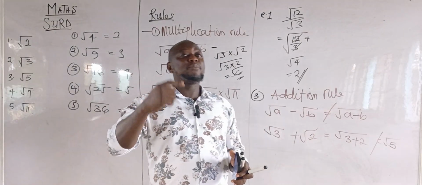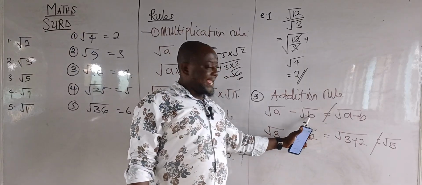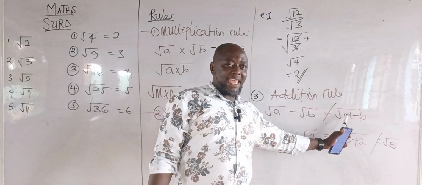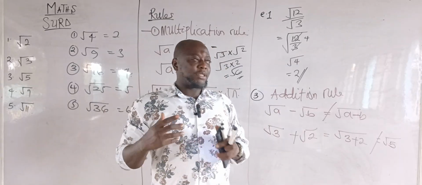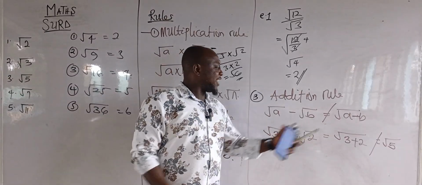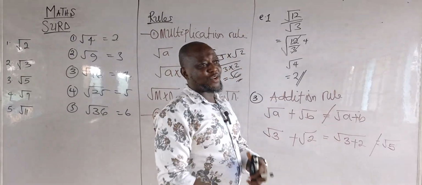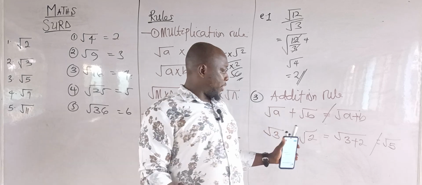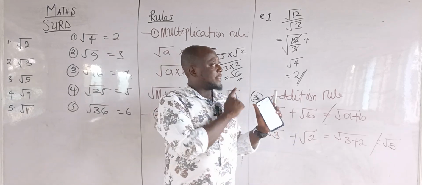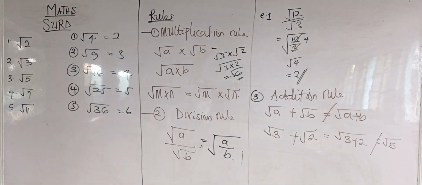It is only applicable where you have the same roots. Let's say this is the root of A and the root of A. You can now have the root of A plus A. You make the root 1 and have A plus A. But if you have different roots, you cannot apply it like this, making the root 1. It doesn't work that way. So for plus and for minus, take note of this very critically.